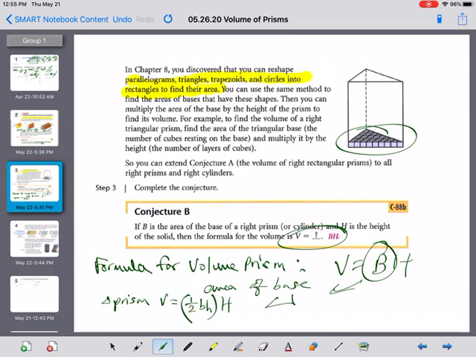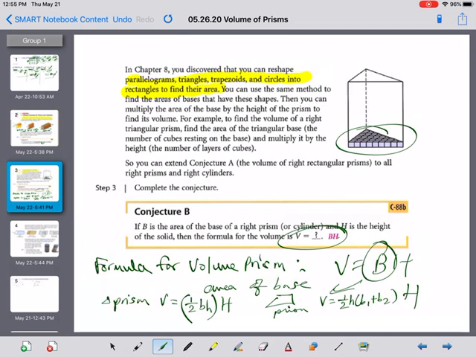A trapezoidal prism, V equals 1/2 h, B1 plus B2. So there's the area of the base times capital H. That's the height of the prism.